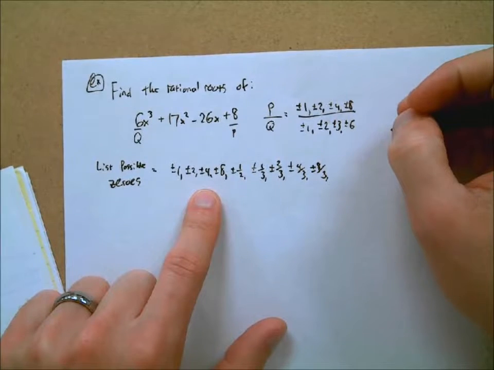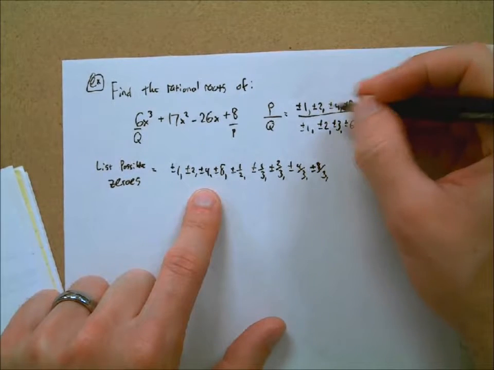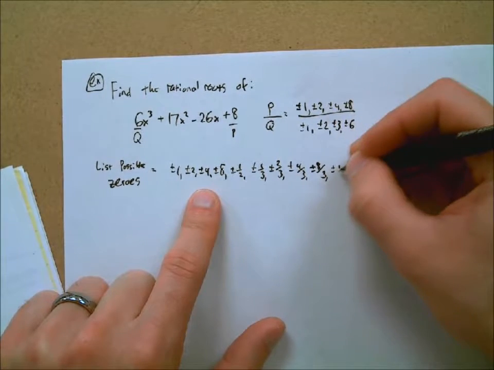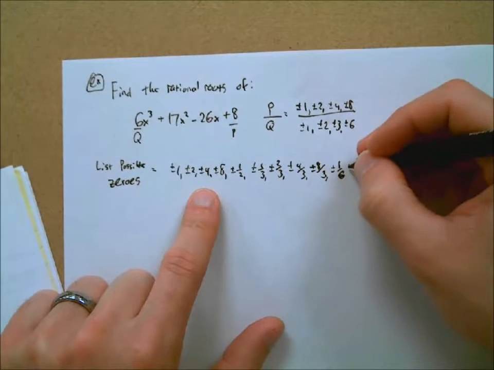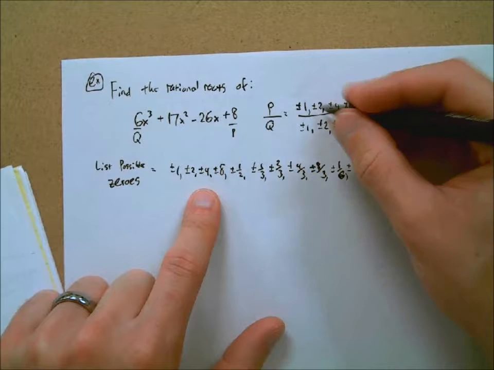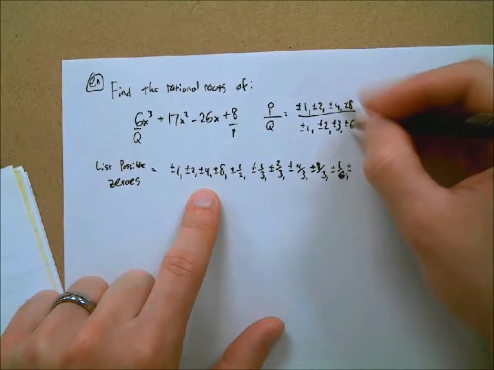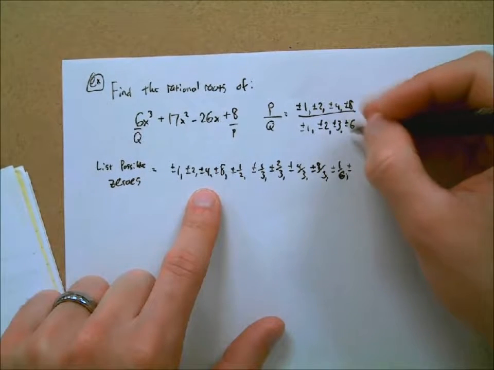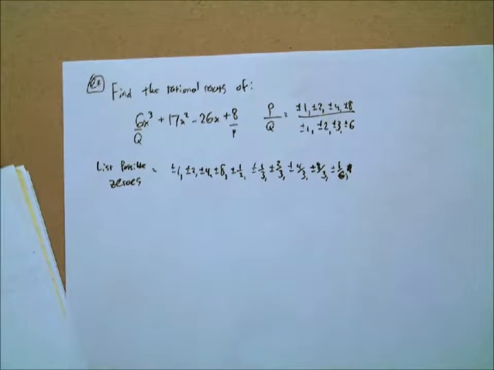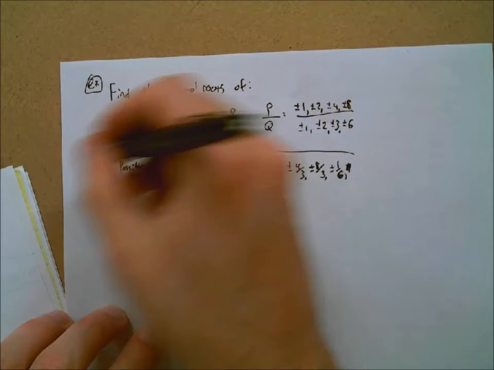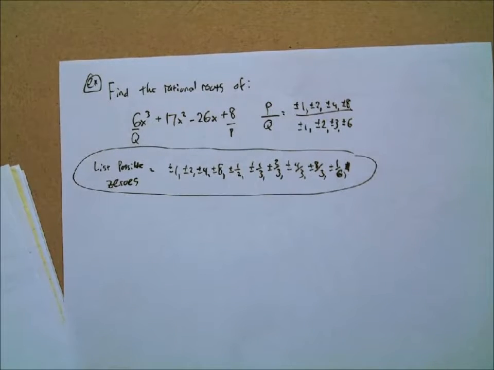But then let's see here, 1 over 6, got to put that one down. But then 2 over 6, do we have to put that one down? No, because it simplifies to 1/3. 4 over 6 simplifies to 2/3, which again we have. And then 8 over 6 simplifies to 4/3. Actually, I don't even need that there. Okay, so there's our comprehensive list of all the possible rational roots there. Okay, quite a few.